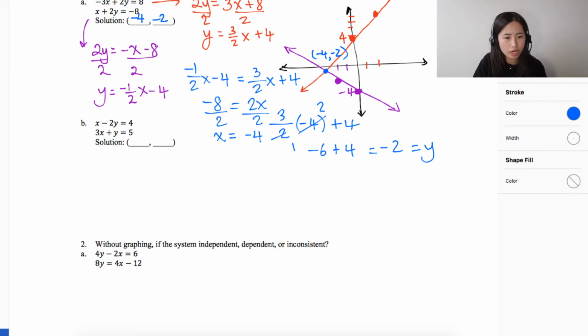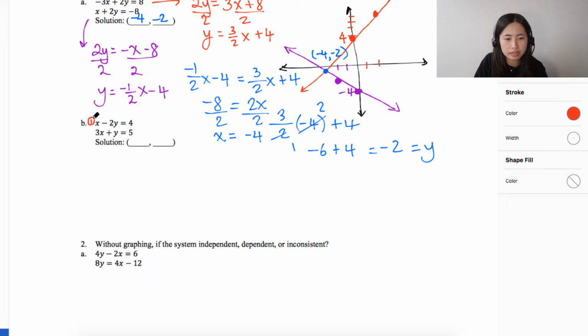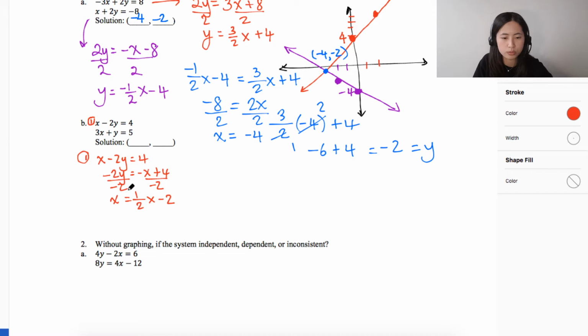Okay, so for part B, again, we're going to isolate y. Let's use the same color just for consistency. So this is equation 1, so I'm labeling that as 1, and this is basically 2. So for equation 1, when we isolate y, we have x minus 2y, which is equal to 4, and this is -2y, which is equal to -x plus 4. Dividing both sides by -2, you get y is equal to 1/2 x, and this is -2, because 4 divided by -2 is -2.